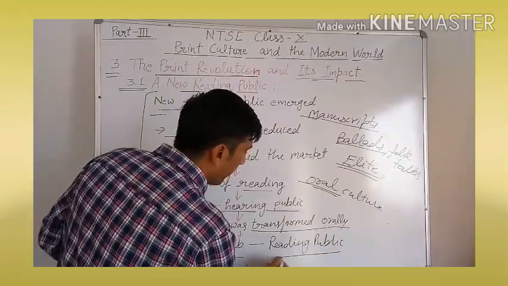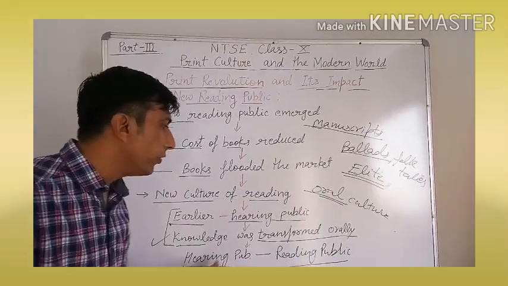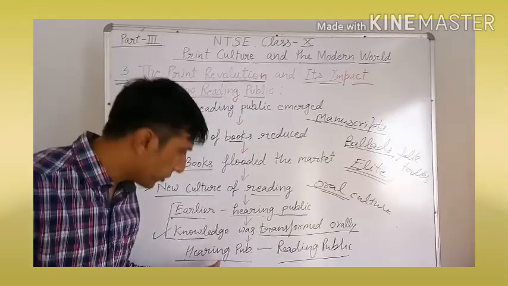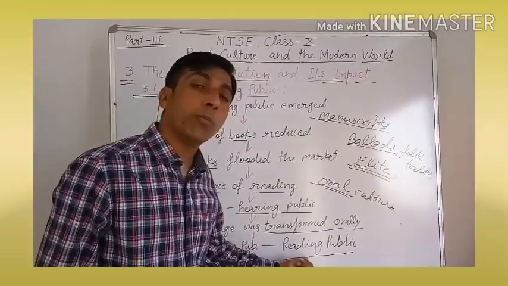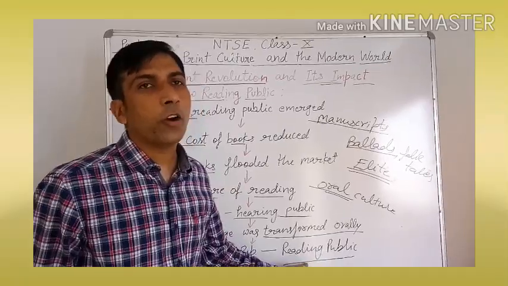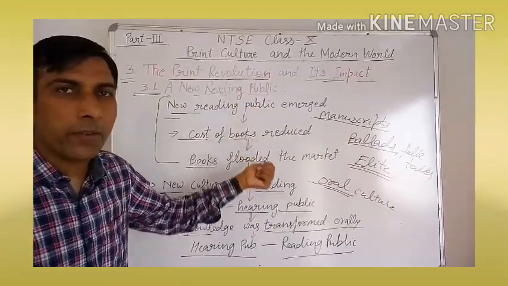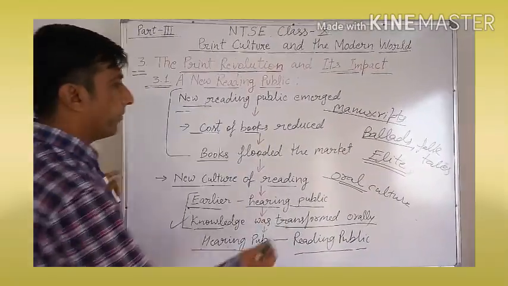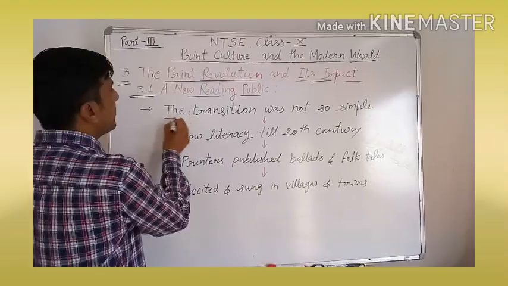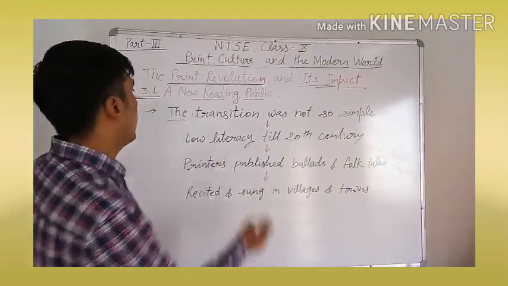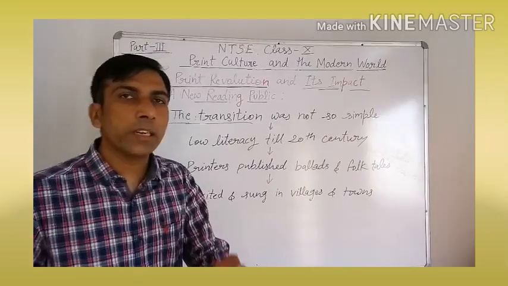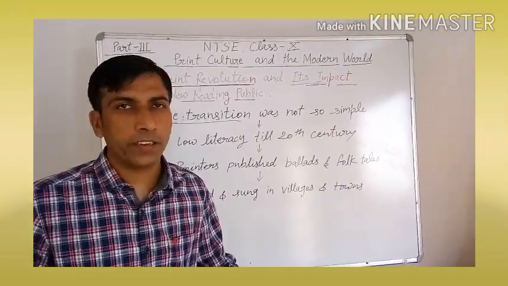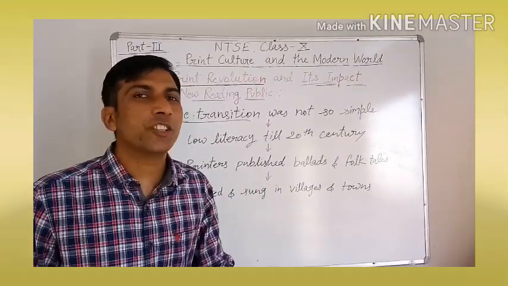Clear? Reading public. So how was this hearing public converted into a reading public? Because earlier the people used to hear the stories on a large scale, and now more and more people could read books because books became cheaper and available in the market. So this was about this topic. Next, the transition was not so simple. Which transition? The transition means the hearing public changed into a reading public. So this was the transition. But this transition was not so simple.